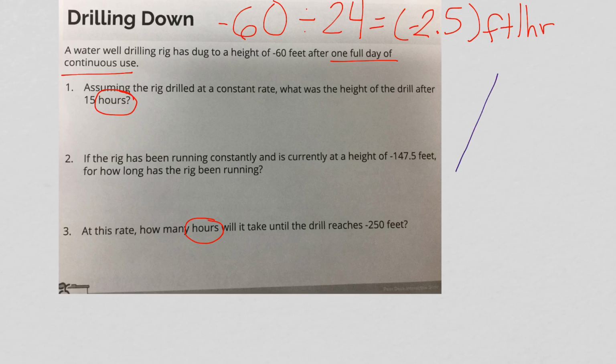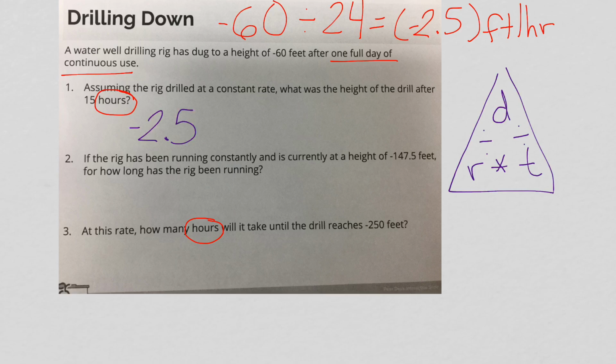These problems are going to continue using our fact family for distance equals rate times time, which means that distance divided by rate equals time, distance divided by time equals rate. Okay, so assuming the rig drilled at a constant rate, what was the height of the drill after 15 hours? So we have the rate, which was negative 2.5, and we have the time. So you can see in our fact family, we're going to multiply those. So if every hour we are doing negative 2.5 feet, and we do that for 15 hours, we get negative 37.5 feet as the distance or position.